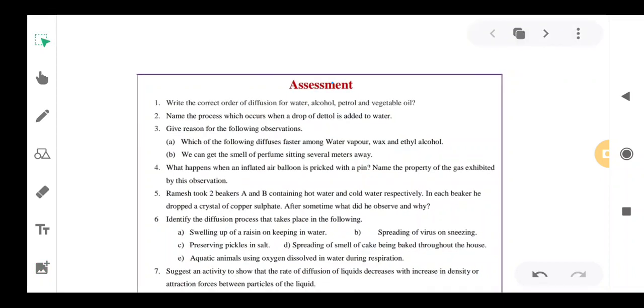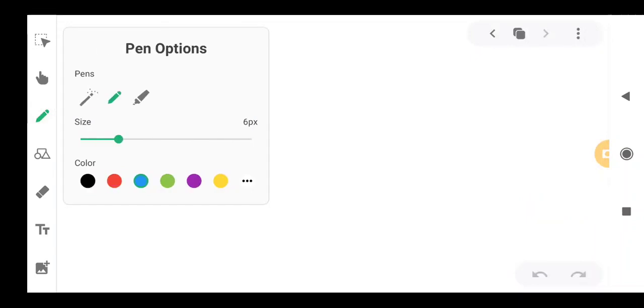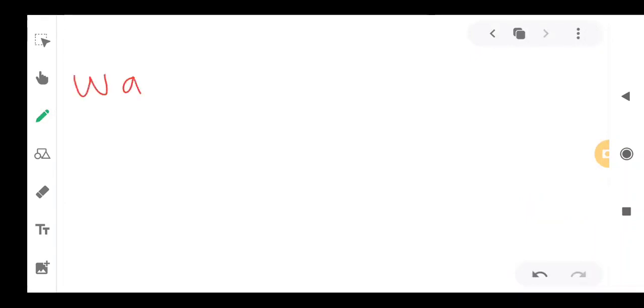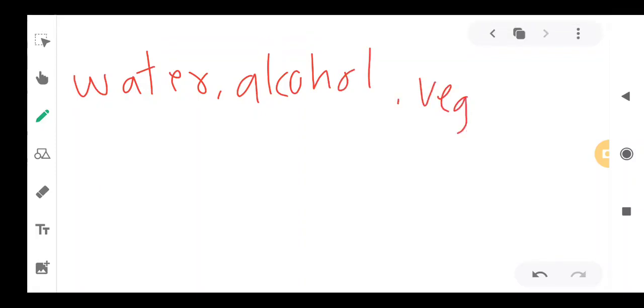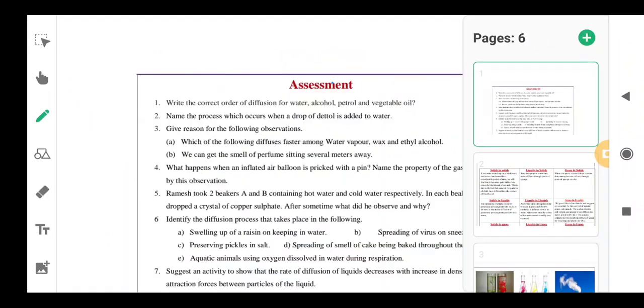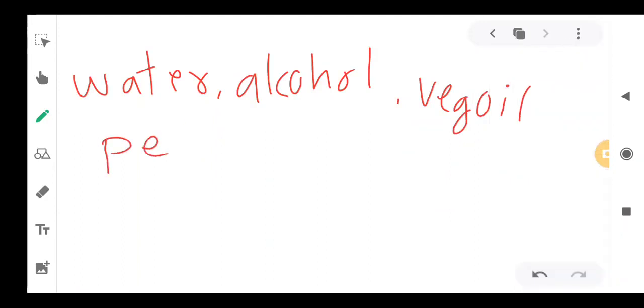So, if you take these, see here, given is water, alcohol, vegetable oil, and petrol. See, in this, which has the highest density?